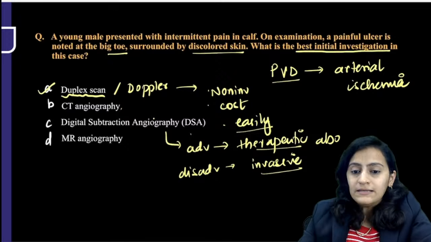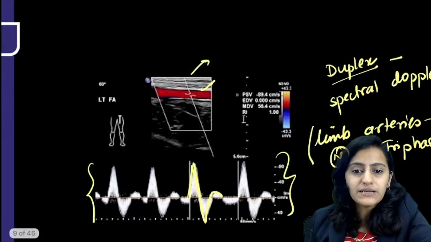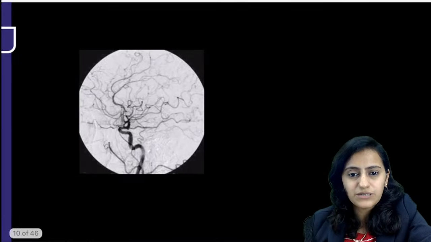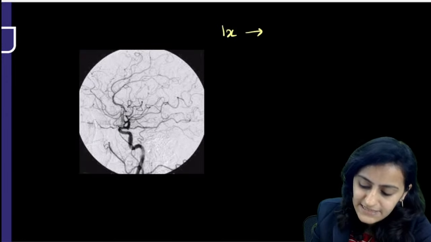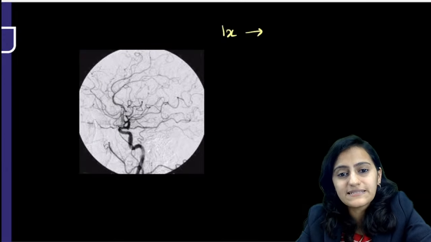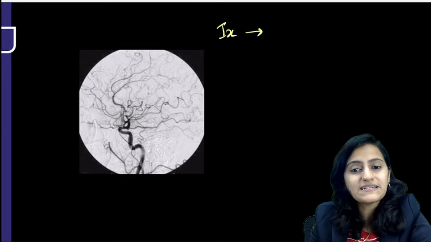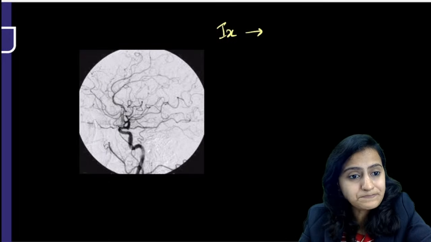Okay. Going on to the next question now. Let's go on to the next one. First, identify this investigation. This is the next probable question image in your exam. What do you think? What investigation is this image showing?